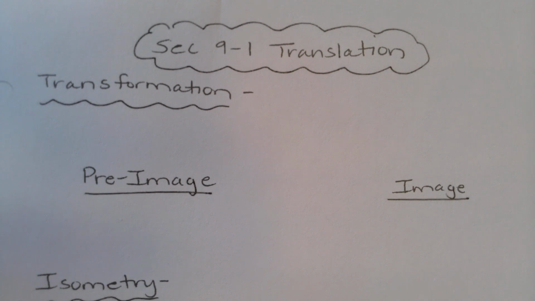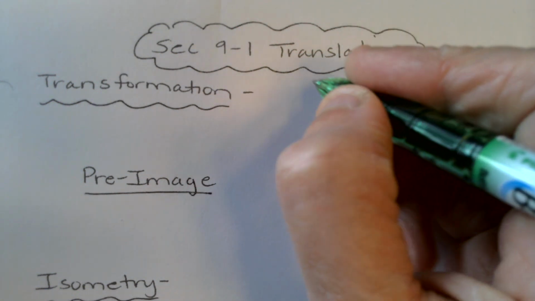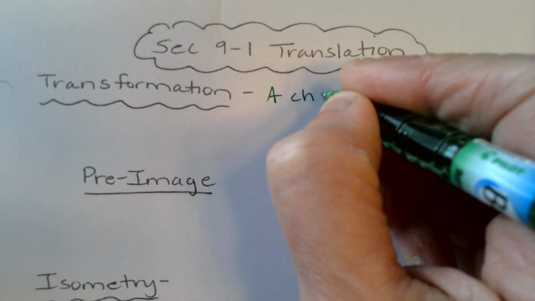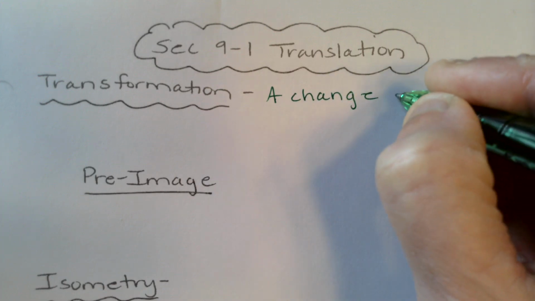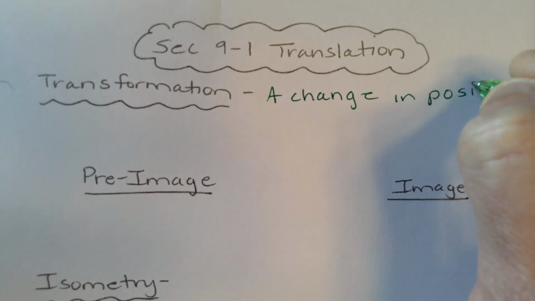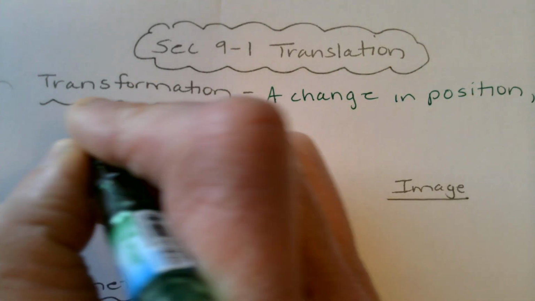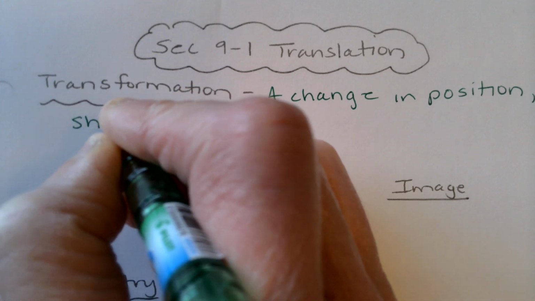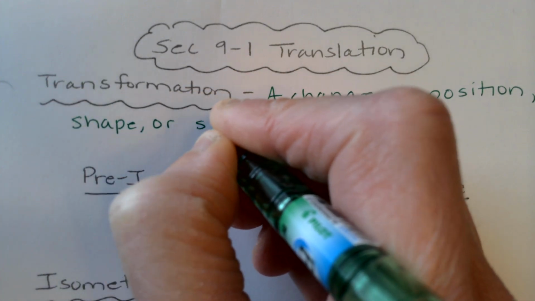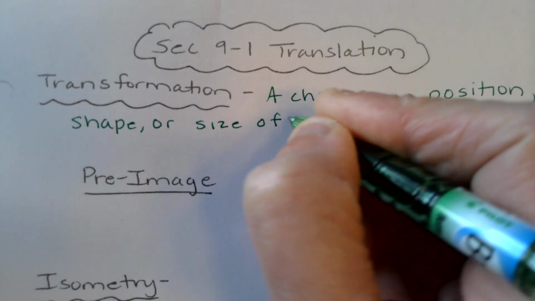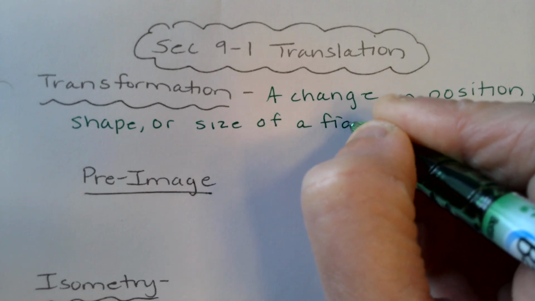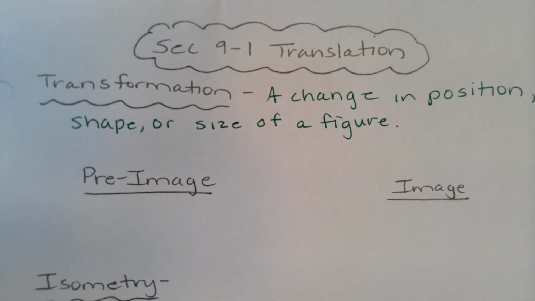So a transformation is a change in position, shape, or size of a figure. Okay, so it can be any of those. Change in the position of it, change in the shape, or a change in the size.